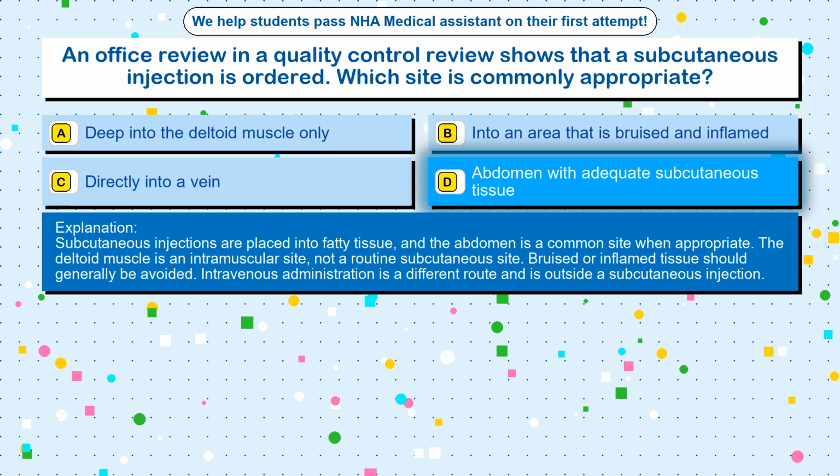Subcutaneous injections are placed into fatty tissue, and the abdomen is a common site when appropriate. The deltoid muscle is an intramuscular site, not a routine subcutaneous site. Bruised or inflamed tissue should generally be avoided. Intravenous administration is a different route and is outside a subcutaneous injection.